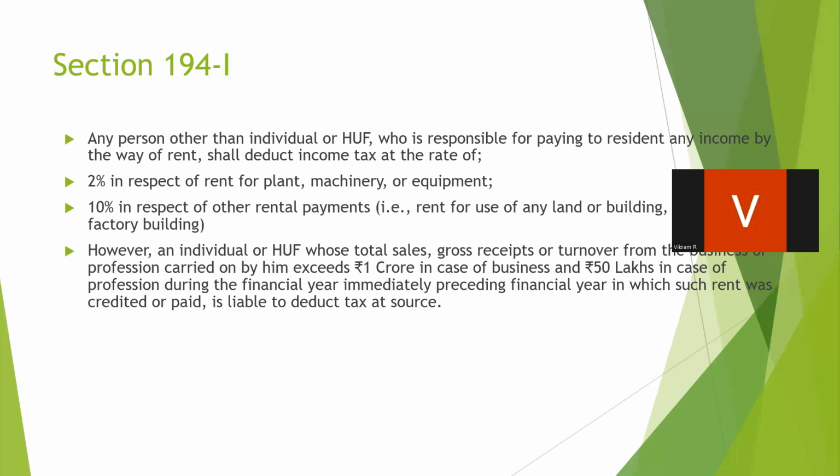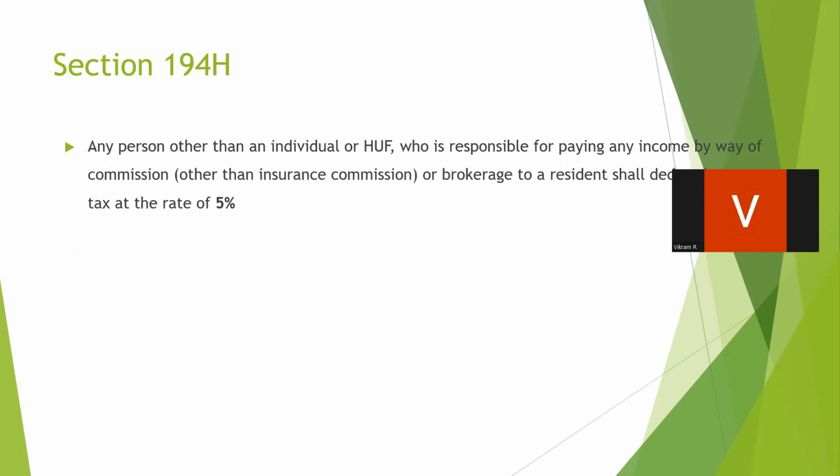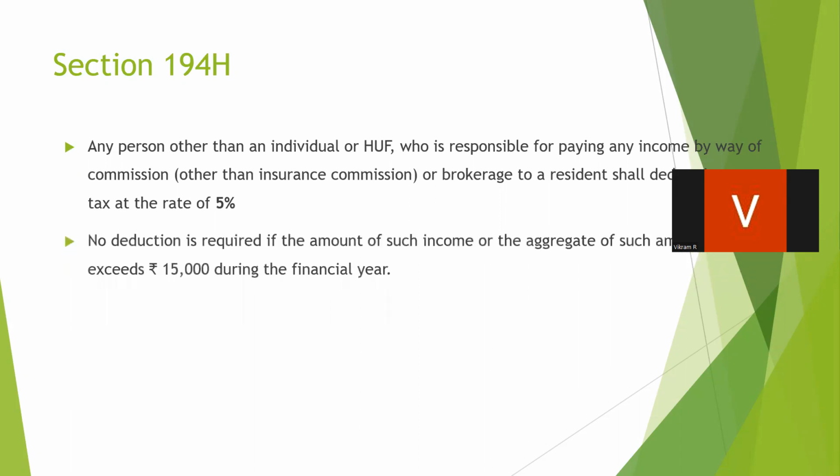So next, 194H, commission. Any person other than an individual or HUF who is responsible for paying any income by way of commission or brokerage to a resident shall deduct income tax at the rate of 5%. Any commission which you are paying to a person, we can deduct TDS of 5% under 194H. No deduction is required if the amount of such income or the aggregate of such amounts does not exceed 15,000 during the financial year.